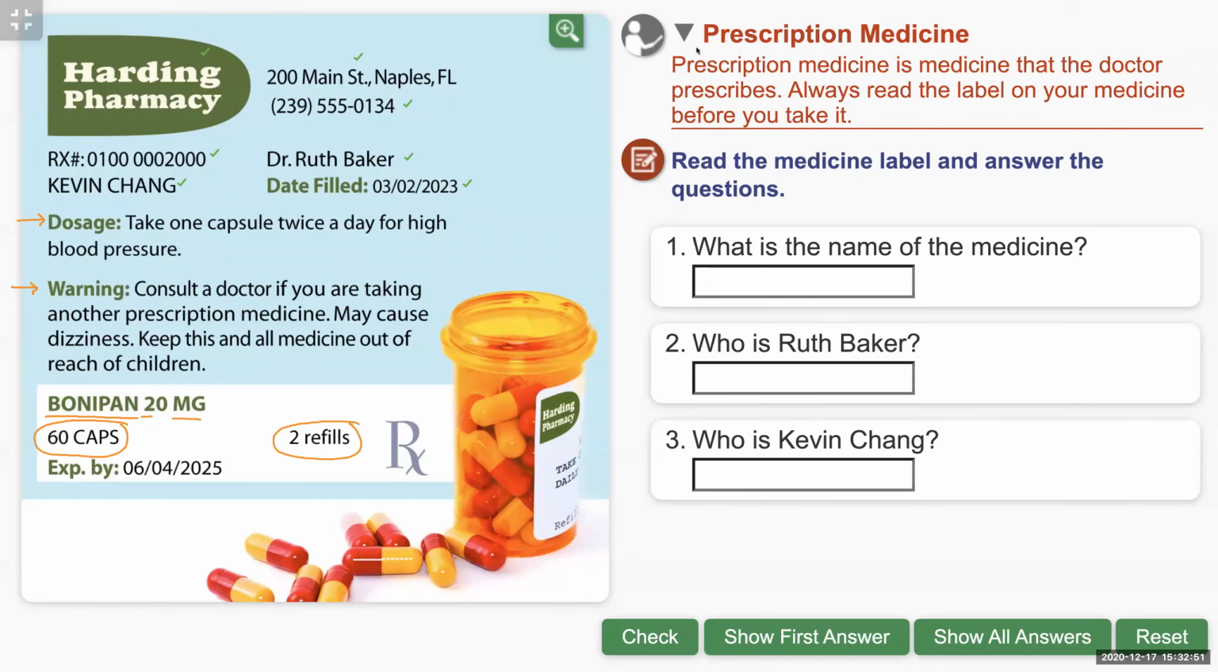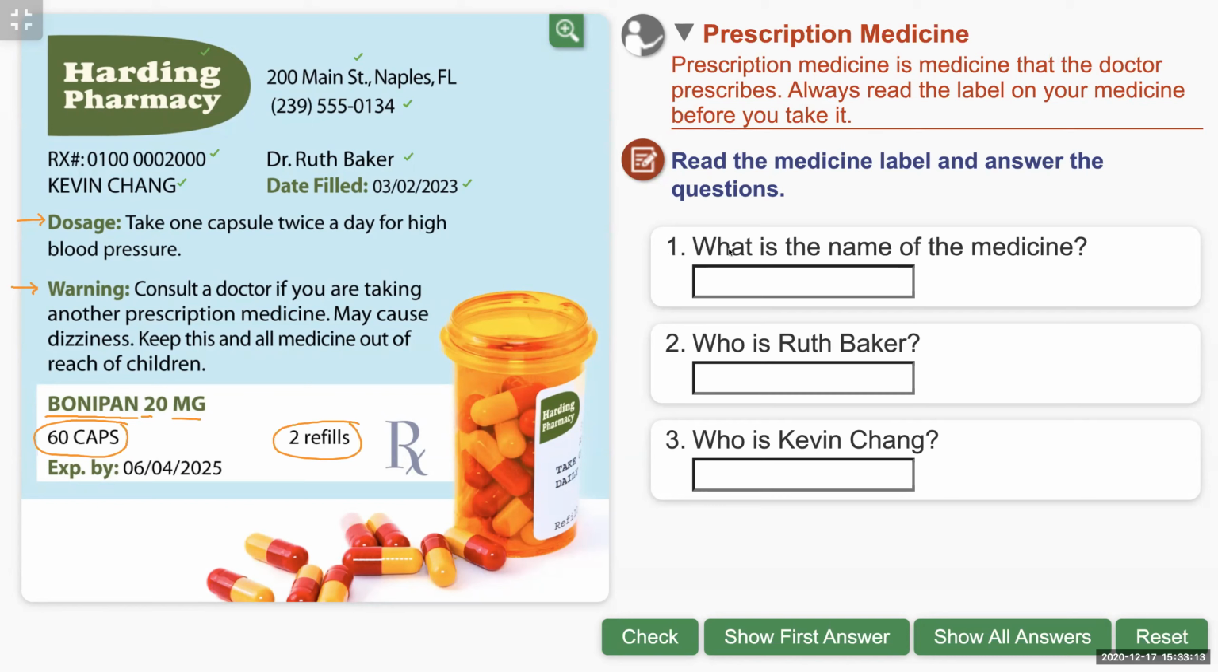The information up here says prescription medicine. Prescription medicine is medicine that the doctor prescribes. Always read the label on your medicine before you take it. So our instructions are the following. Read the medicine label and answer the questions.